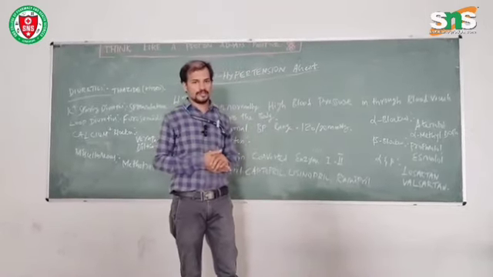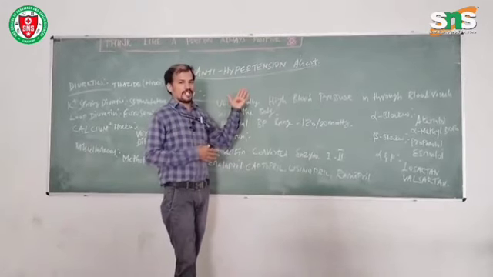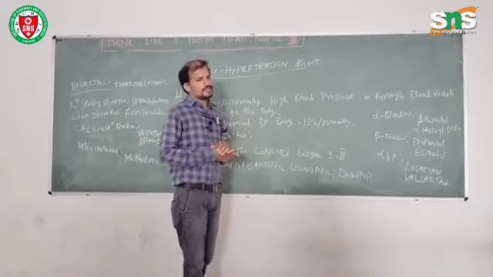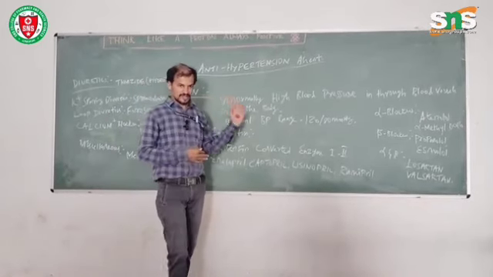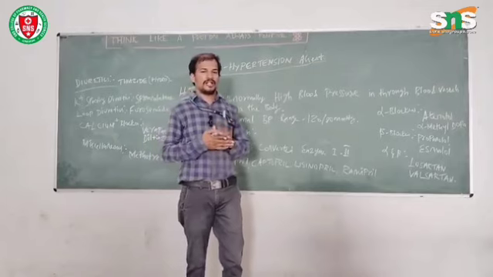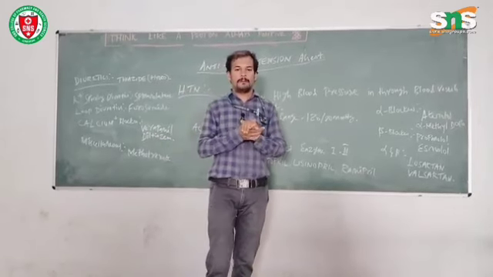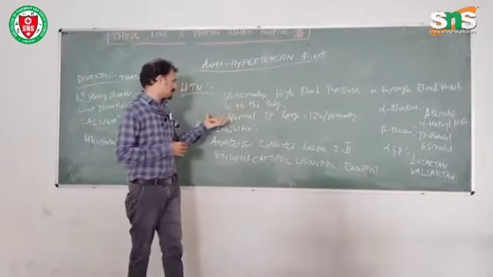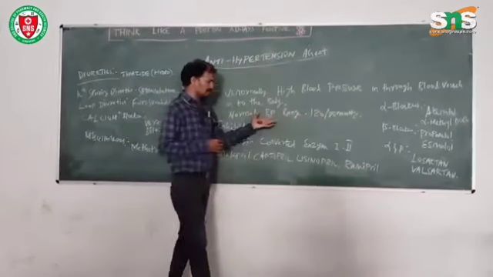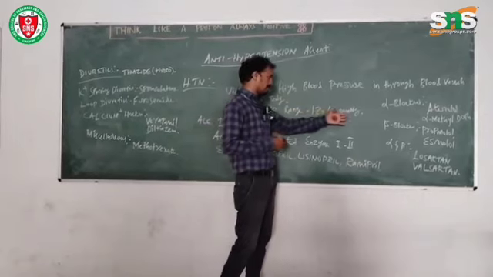So today we are discussing a case study of anti-hypertensive agents. What is meant by hypertension? Hypertension is nothing but abnormally high blood pressure in the blood vessels of the body. The normal BP range is 120/80 mmHg.